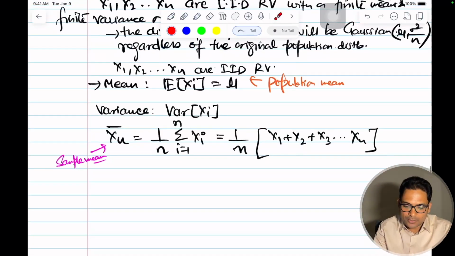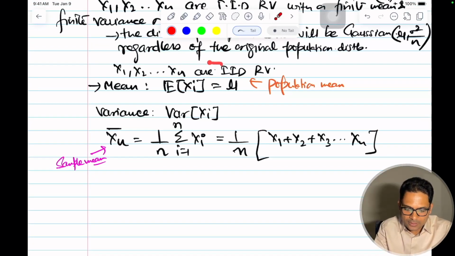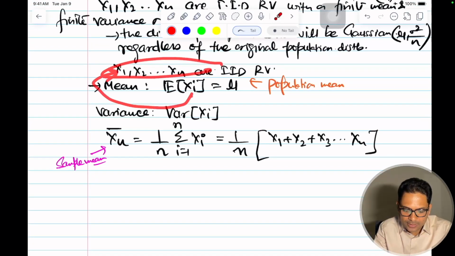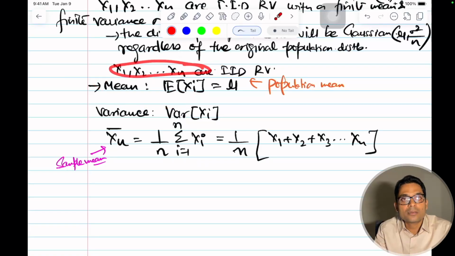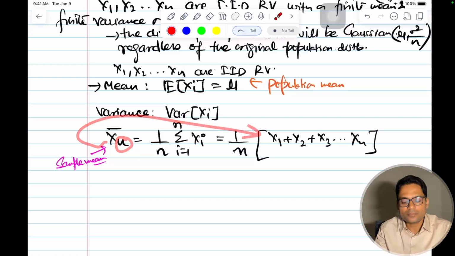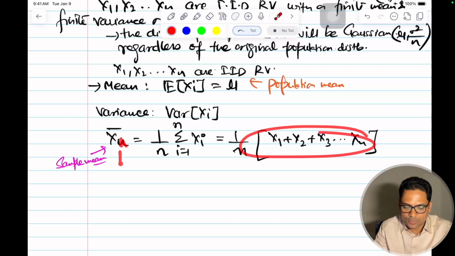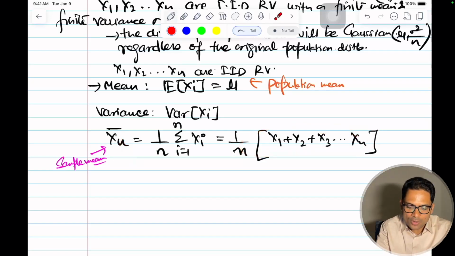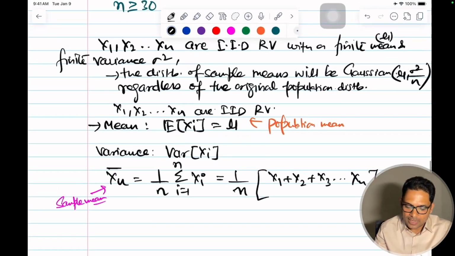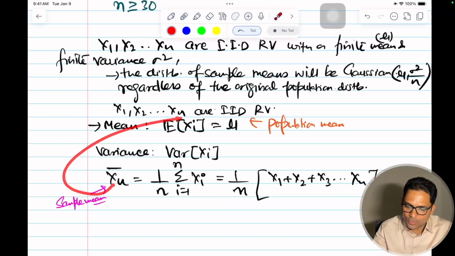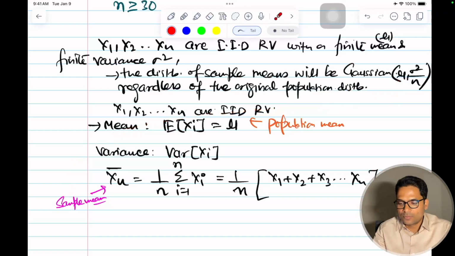Just watch carefully. This xi is denoting the data that we collected. This xn bar is the mean of this data, the sample mean of this data. This is what I'm using. And now if I want to calculate, I'm saying that this mean will follow a Gaussian with mu as the mean, and the variance will be this.